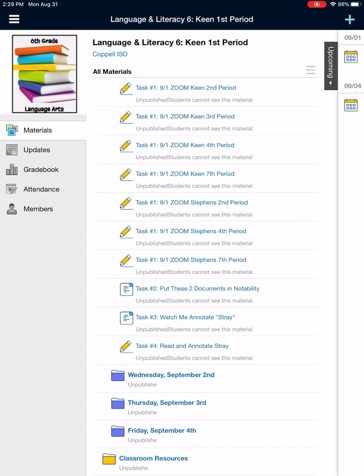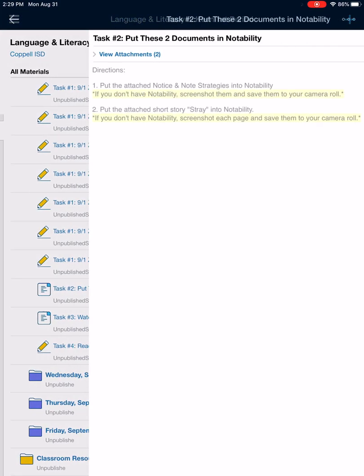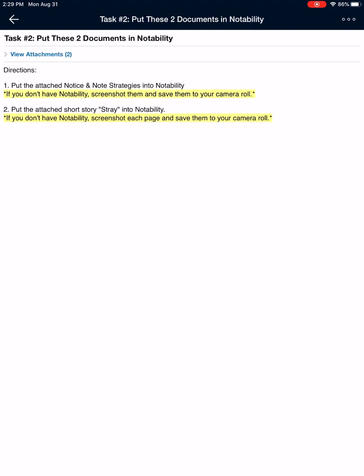This is the skill that we're going to be using quite a bit, especially when we read The Honest Truth and Lions of Little Rock. We're going to be using these strategies called notice and note. So if you have not already, please go ahead and put the two documents in Notability. If you don't have Notability, that's okay. I want you to please screenshot each of them.